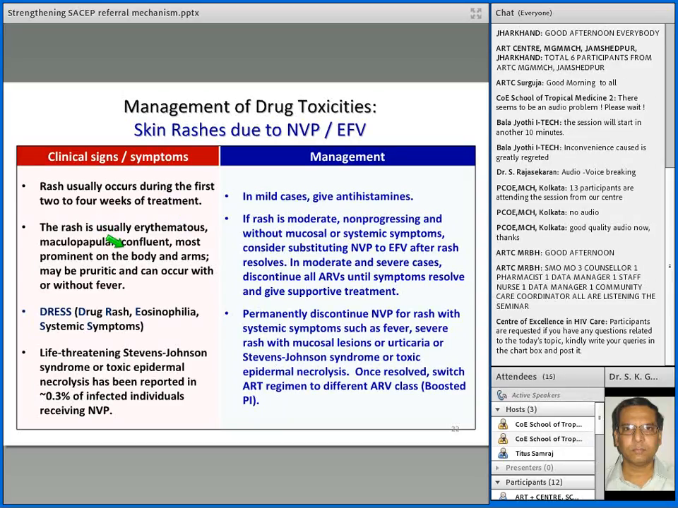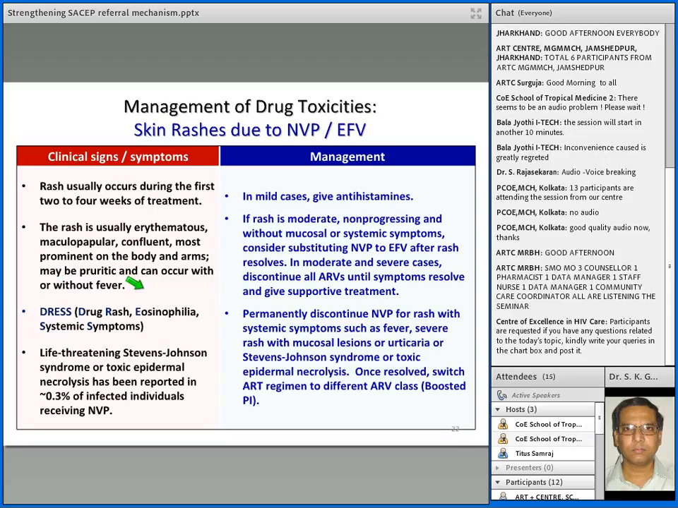They can be discrete as well as confluent. They are most prominent on the body and arms. They may or may not be associated with pruritus, and they can occur with or without fever. This is the commonest type of rash that we see with NNRTIs, particularly with nevirapine and occasionally with efavirenz as well.